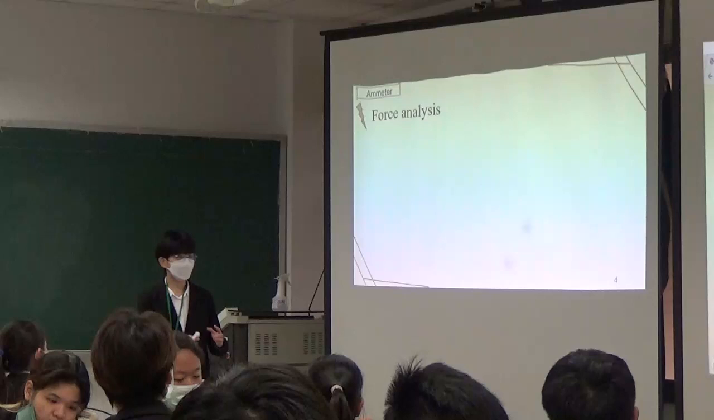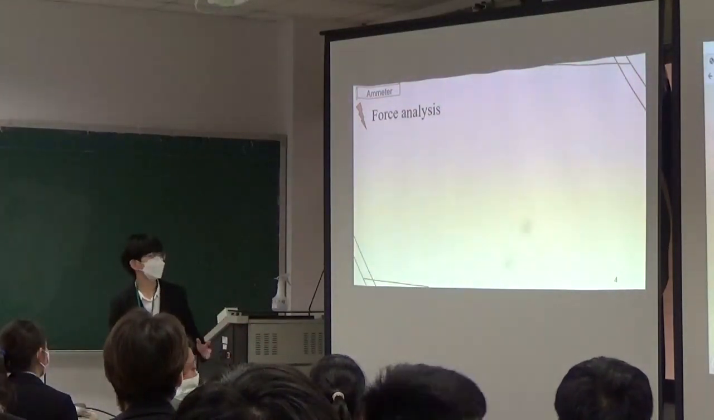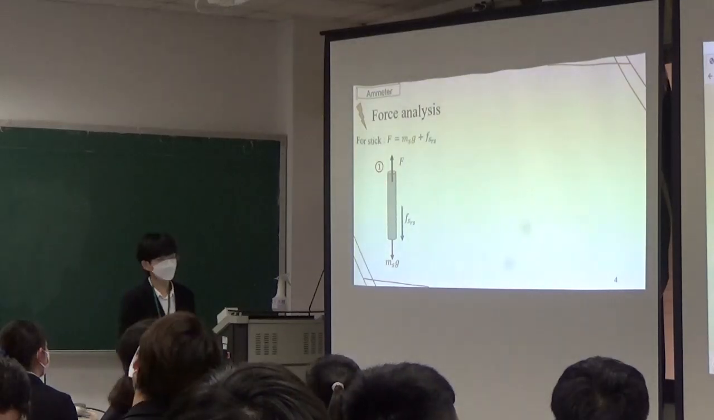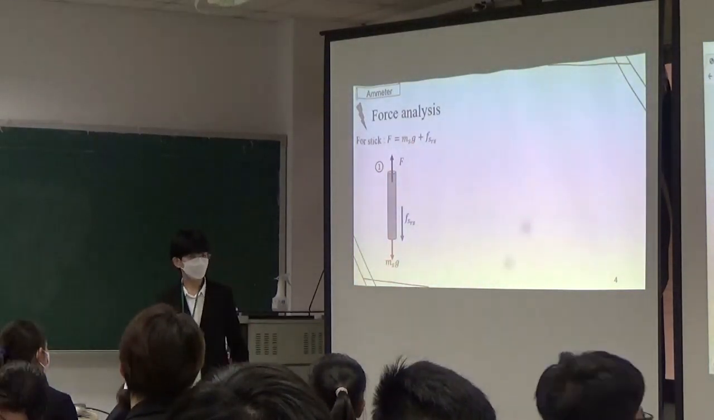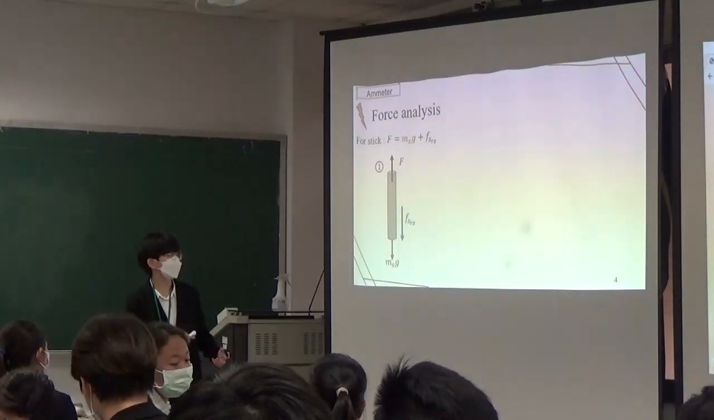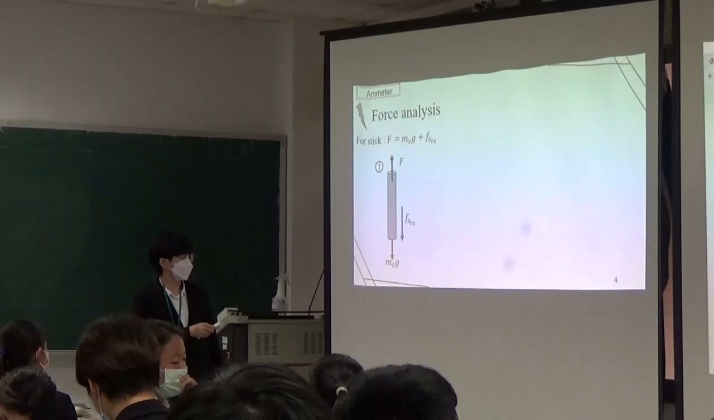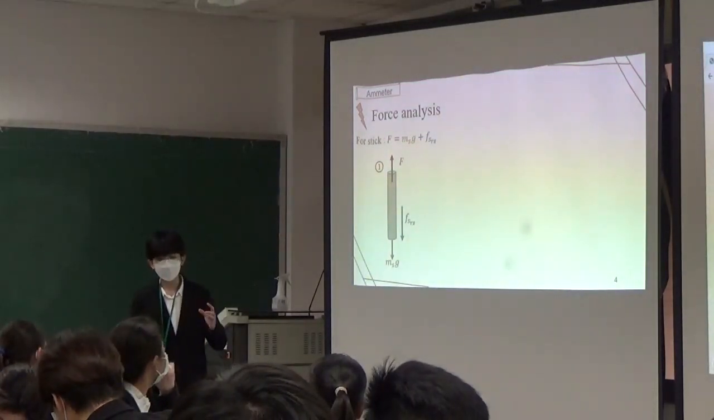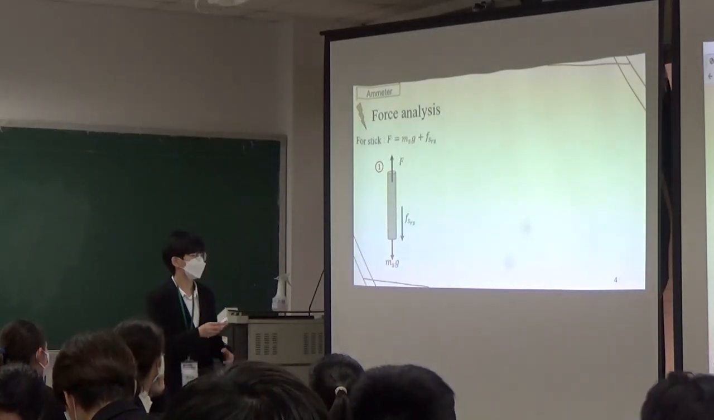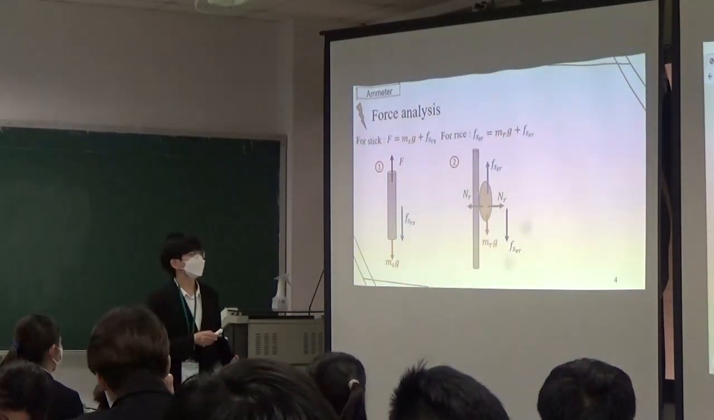So I will divide this system into 4 parts. First, the stick. When we pull the stick, it has 4 forces, the pull force, and it is affected by the weight. And when the stick is taken away from the vessel, it has the friction force. Rice gives the stick friction.